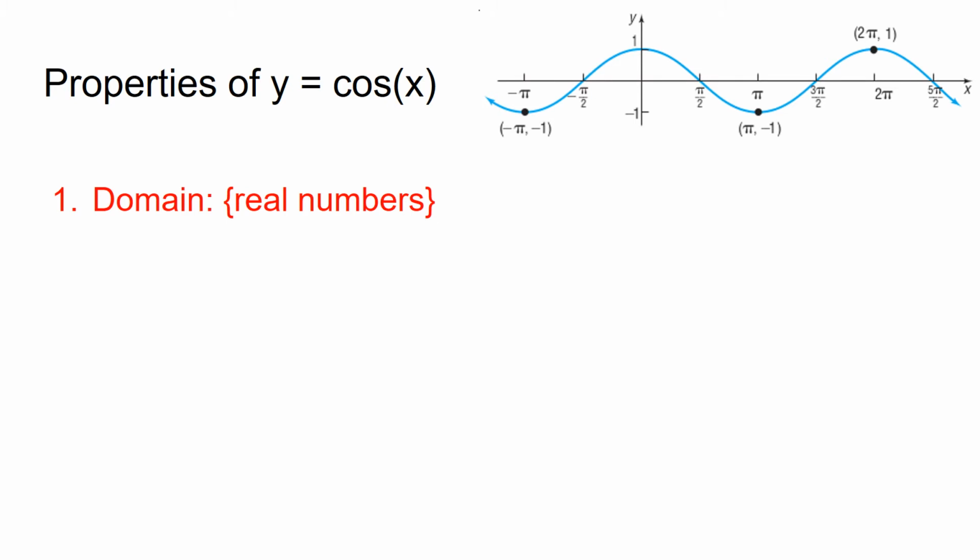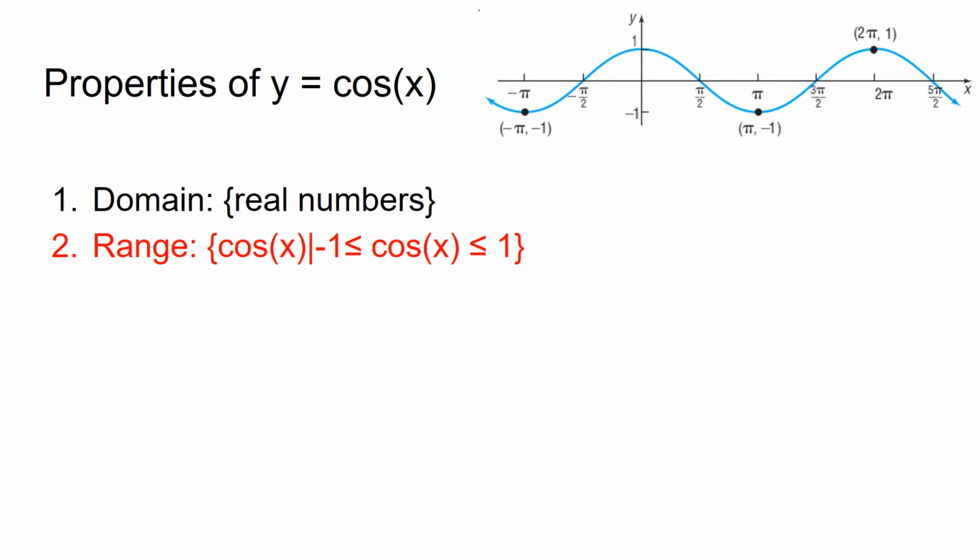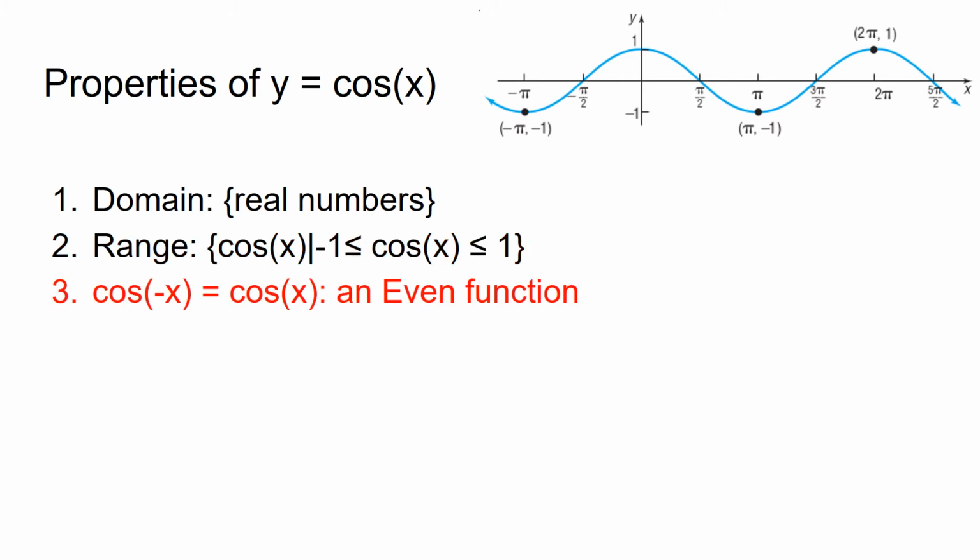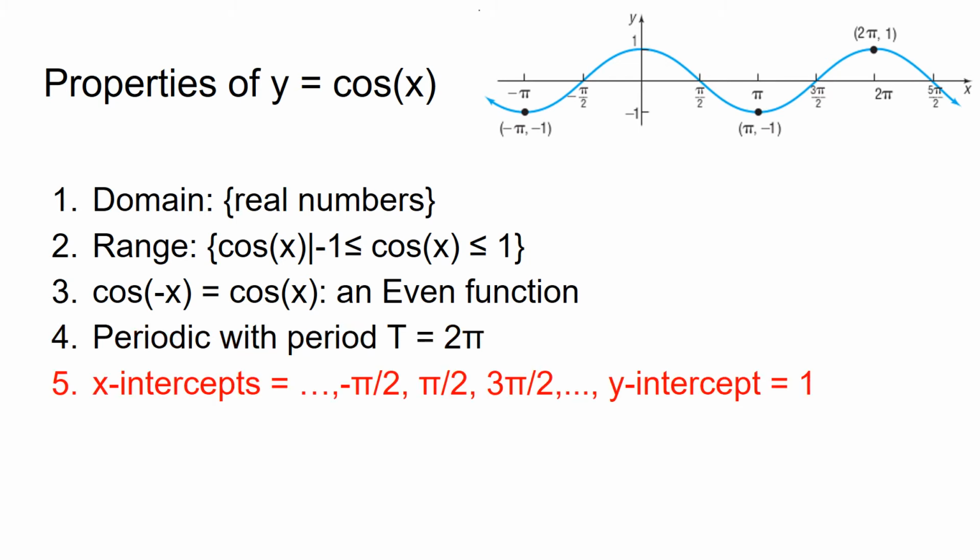We can see that the domain of x is the set of real numbers, and the range is between -1 and 1, as was true for sine x. It's apparent from the graph that the cosine of x is symmetric about the y-axis, making it an even function. We already know that cosine x is periodic with period 2 pi, and that the x-intercepts occur every pi radians at x values such as minus pi over 2, and so on. There is only one y-intercept at y equals 1.